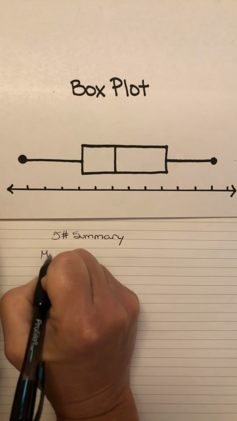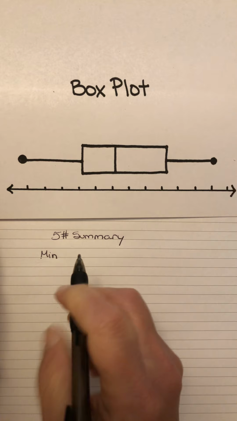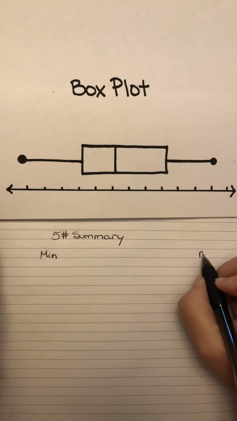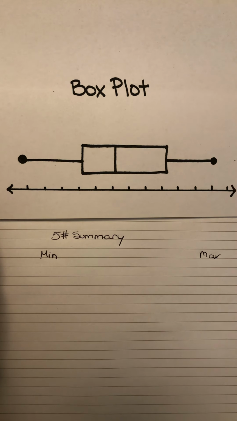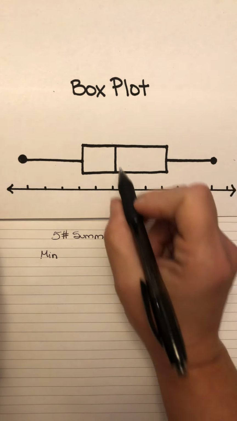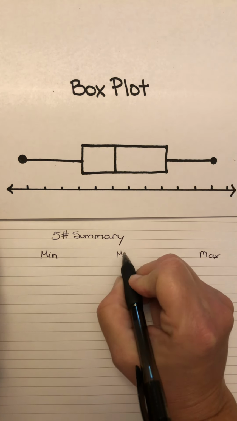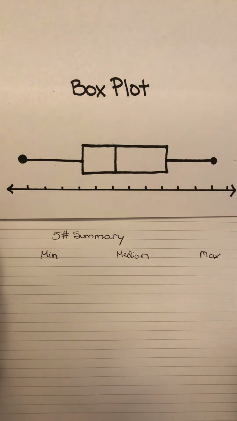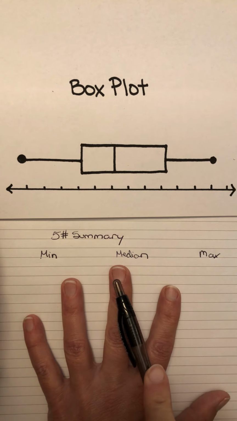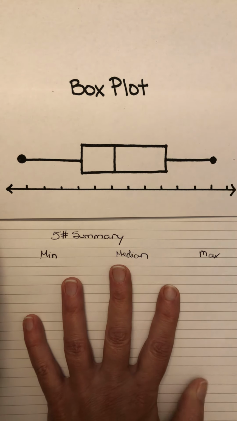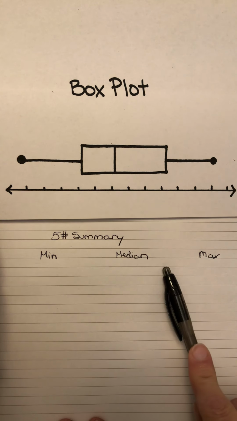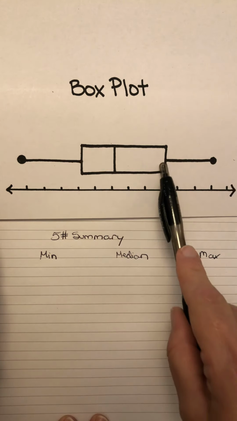you have your minimum. And where this is the minimum, all the way over here is going to be your max. So you have your smallest number and your largest number. Right in the middle is going to be your median. So right now we have our 1, our 3, and our 5. Our 2 and our 4 is here and here.